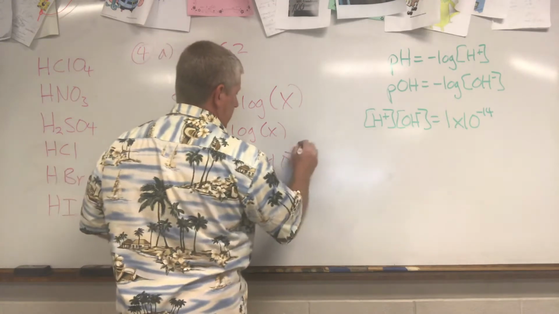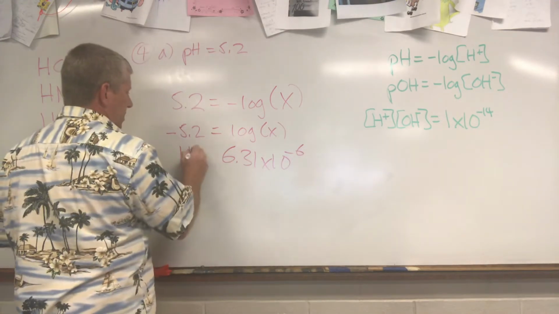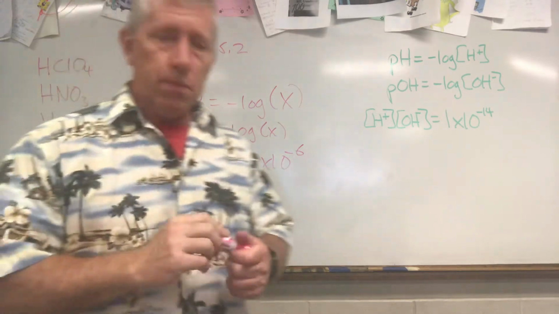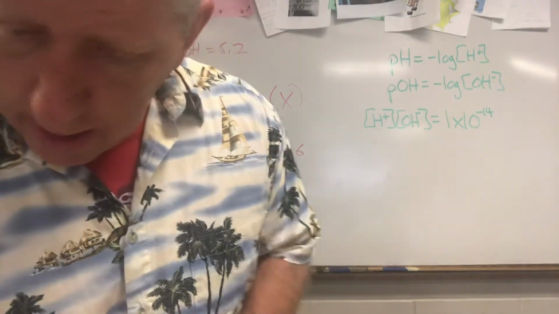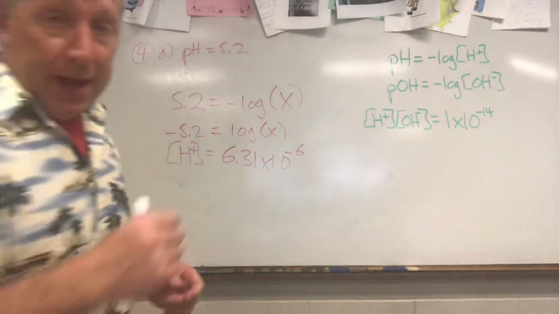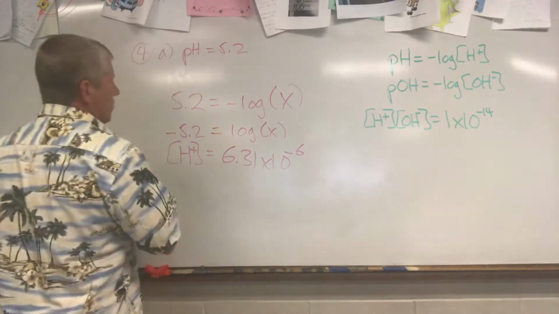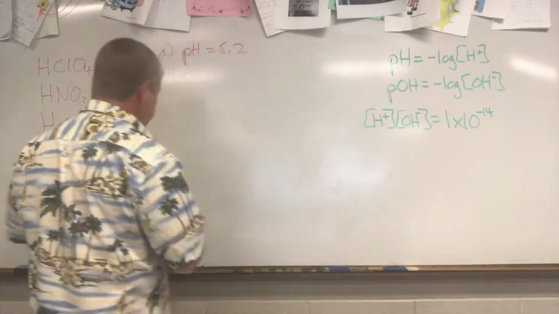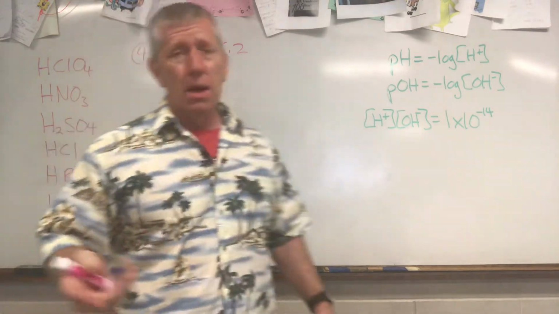Times 10 to the negative 6. That's the concentration of the hydrogen. All right, we got that one done. B. A solution whose pH is 16. I just thought this is interesting because most of the time pHs don't go above 14, but they can. You can get super basic solutions.